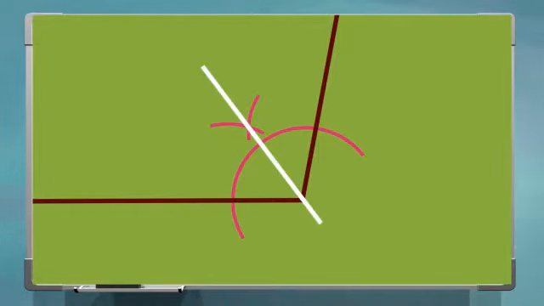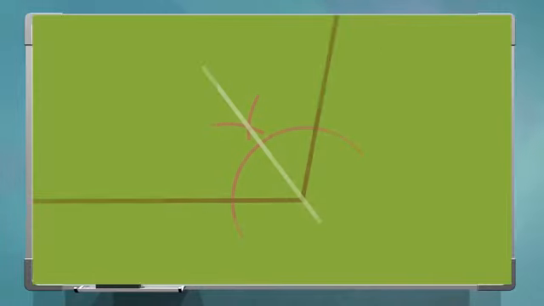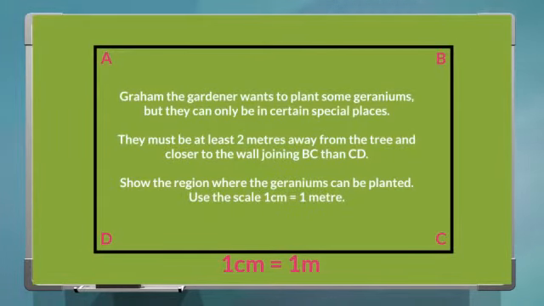Okay, so here's a question to pull it all together. As often, you will need to do a number of different constructions for one question. Graham the gardener wants to plant some geraniums, but they can only be in certain places. They must be at least 2 metres away from the tree and closer to the wall joining BC than CD. Show the region where the geraniums can be planted. Use the scale 1 centimetre equals 1 metre.